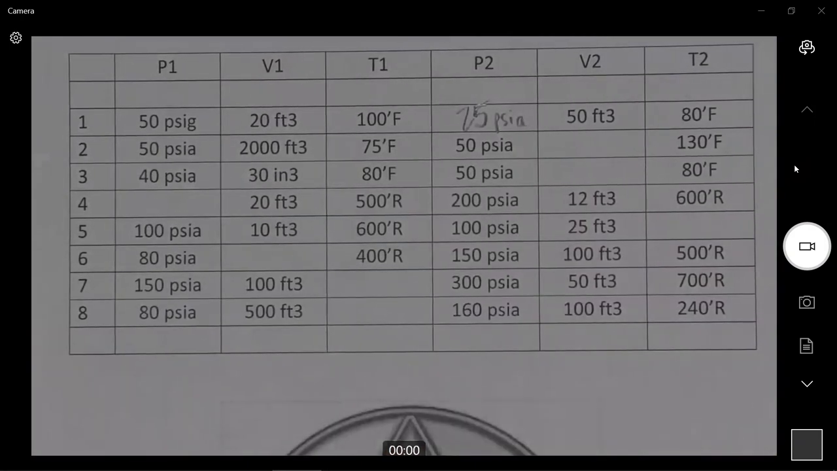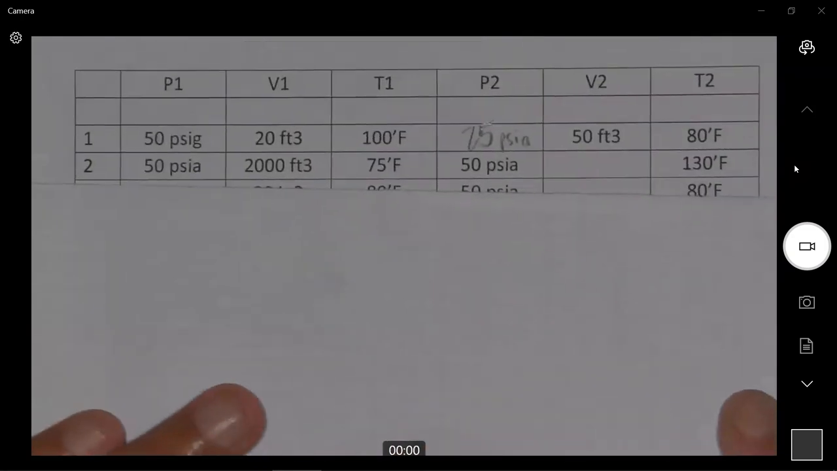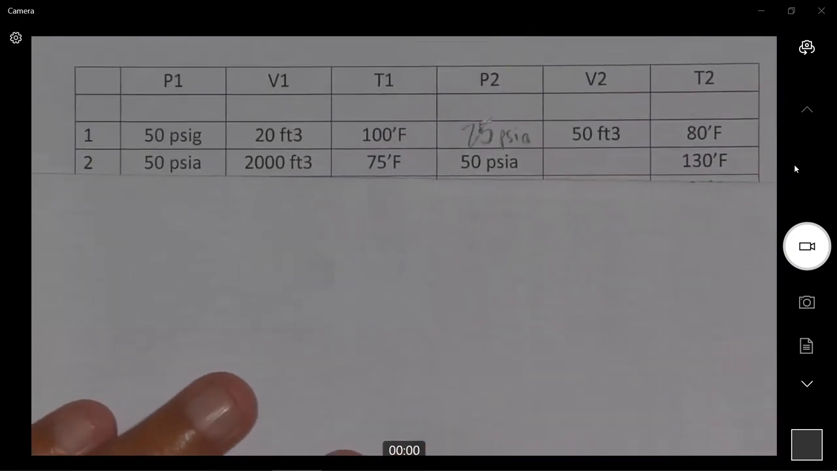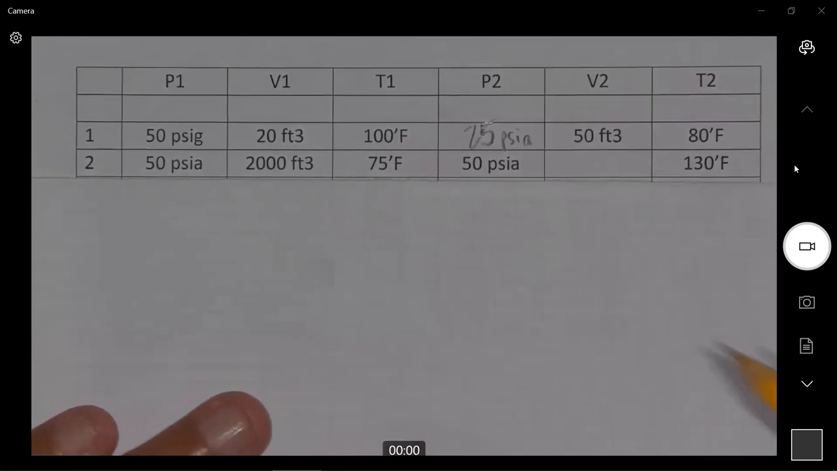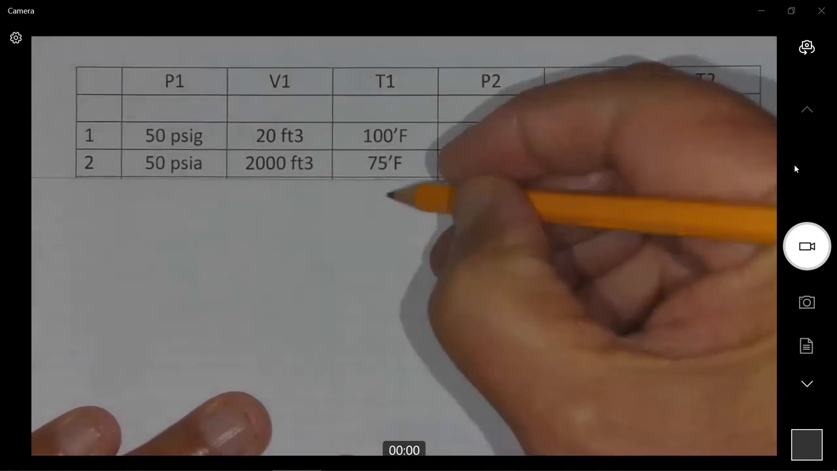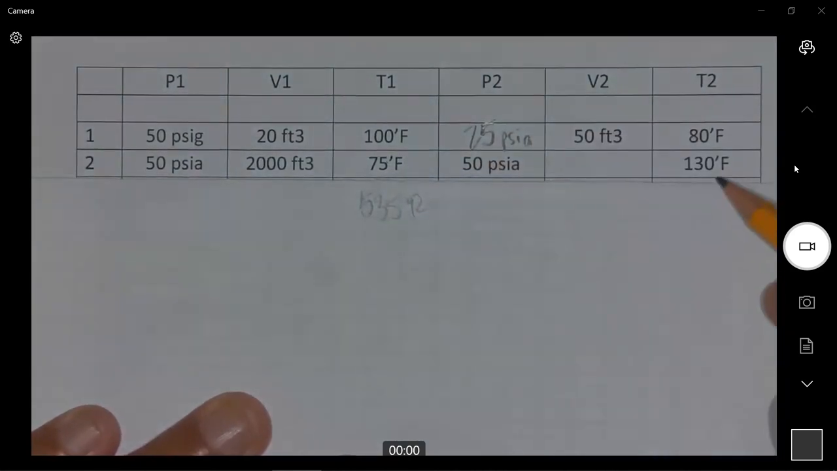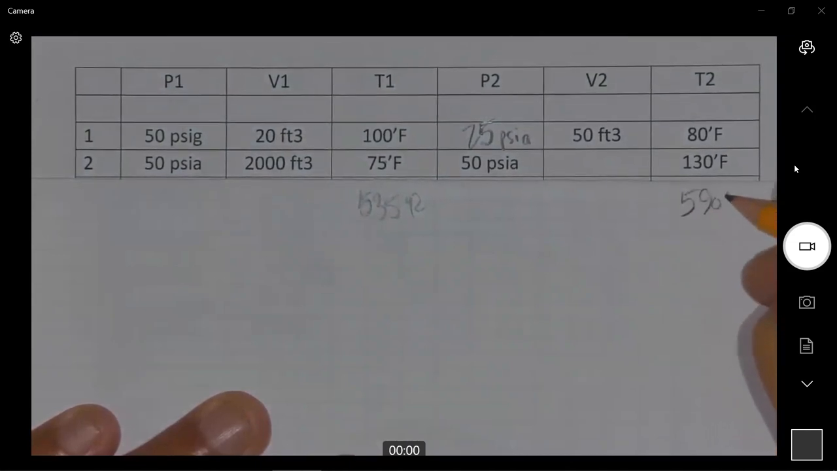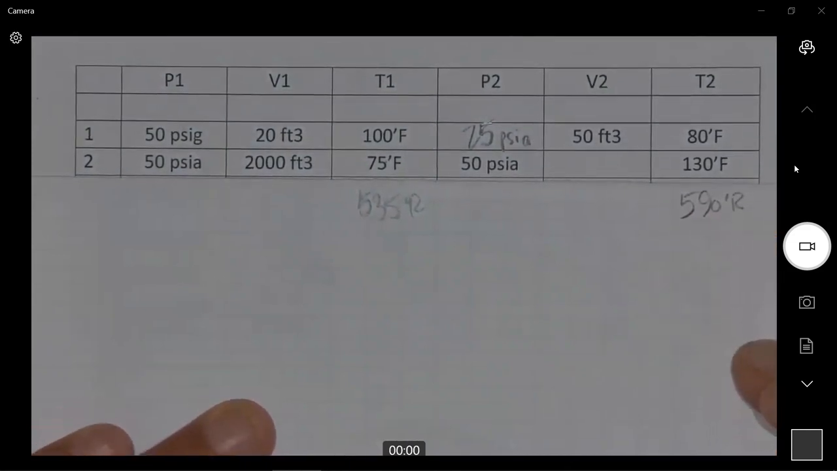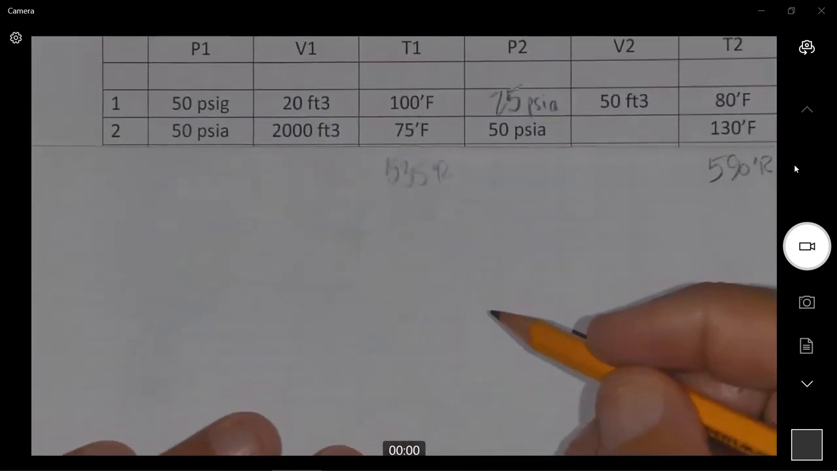The second one's a little bit easier because I don't have to do all of them. The PSIA is there. I just have to change the two Fahrenheit temperatures: 460 plus 75, 535, 130, 590. Okay, now I put them in the formula.